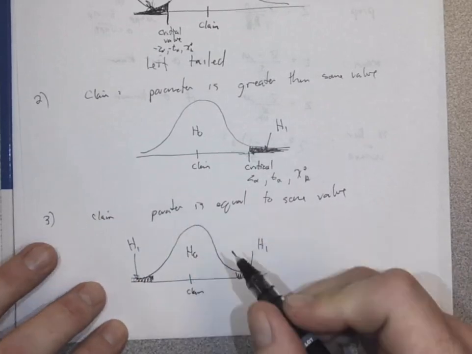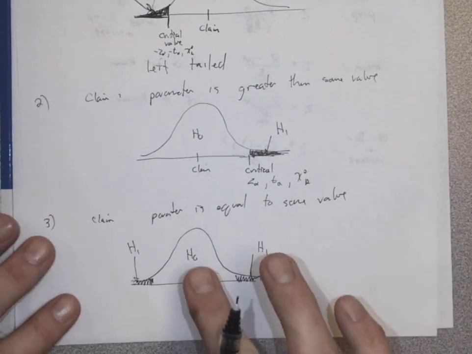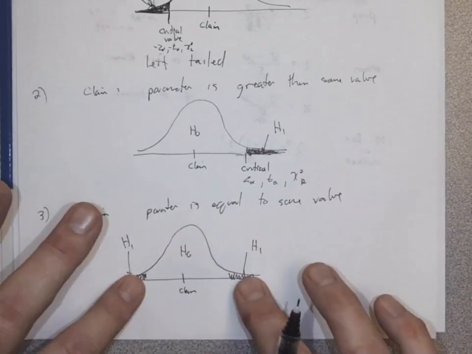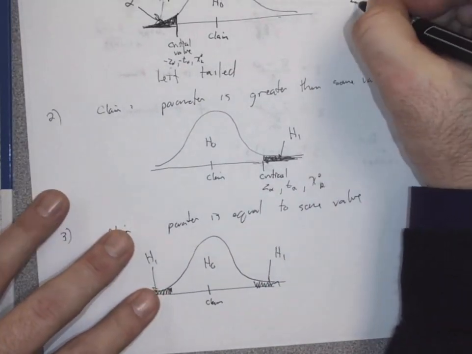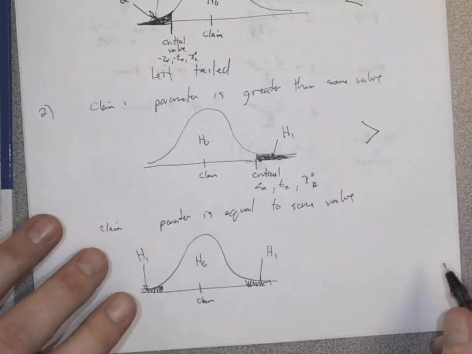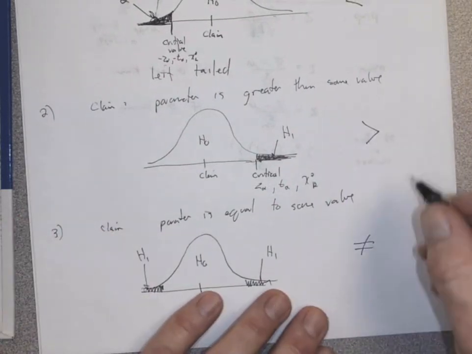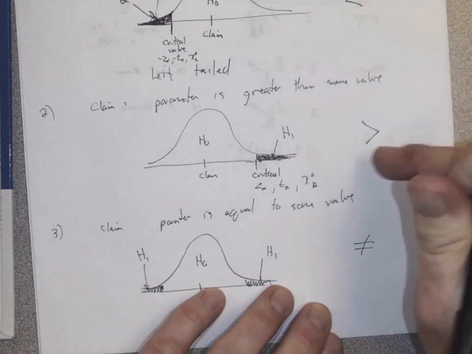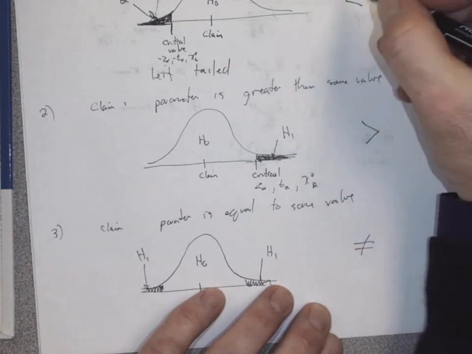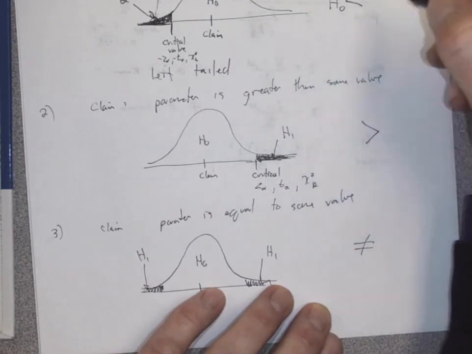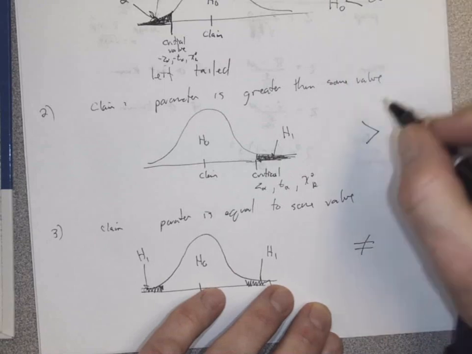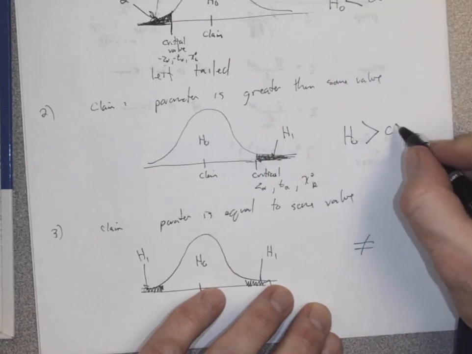Your null hypothesis is always the area of equality. So this is the area of equality, and this is the area of not equality. So this would be considered less than, this would be considered greater than, and these things would be considered not equal. So this is what H naught represents, okay? So this is H naught less than the claim. This would be H naught greater than the claim.